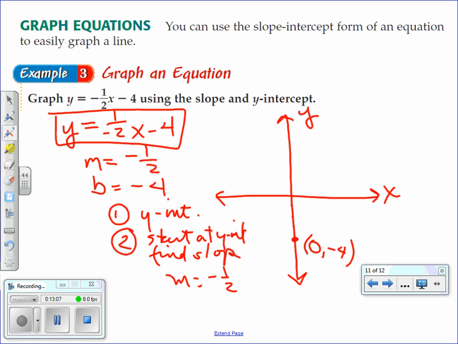So it's a negative slope. Which way is it going to go? Towards the left, okay? It's a negative slope. Positive slopes go this way. All right, so I'm going to start here, and the slope is 1/2. So the rise is 1. I'm going to go up 1 and over 1, 2. And there's my next point. I'm going to go up 1 and over 1, 2. And I connect the dots. And that is the line for the equation y equals negative 1/2 x minus 4.